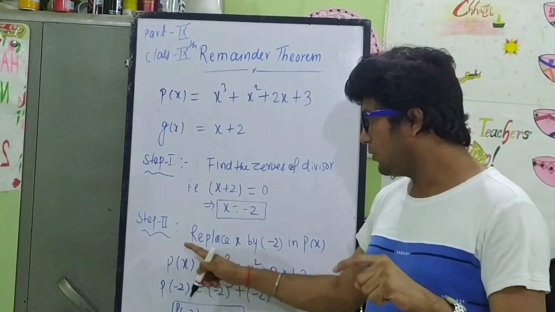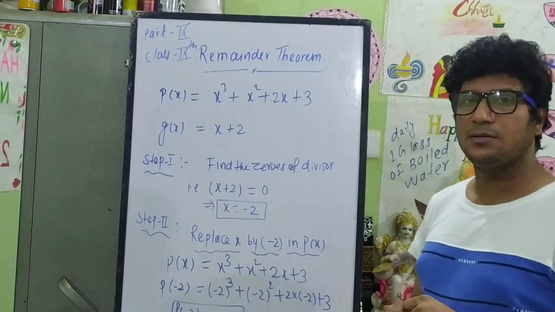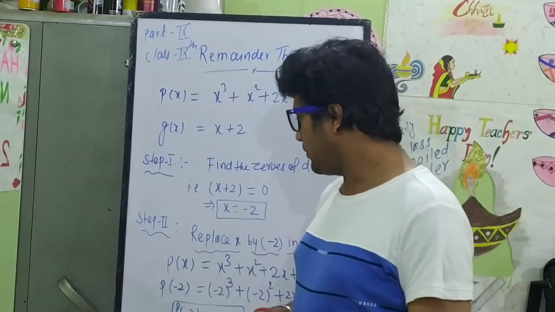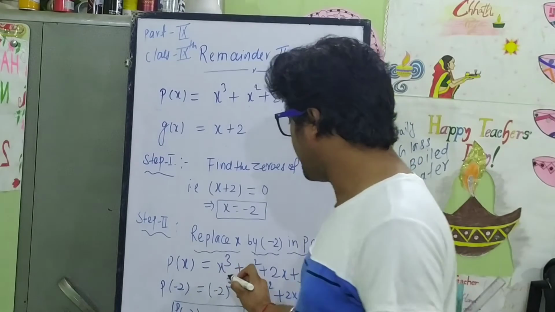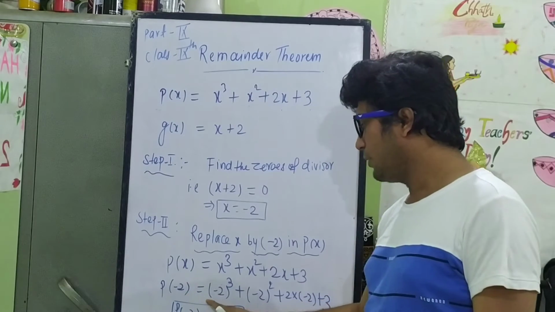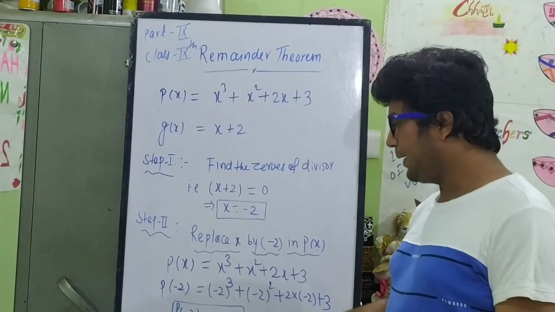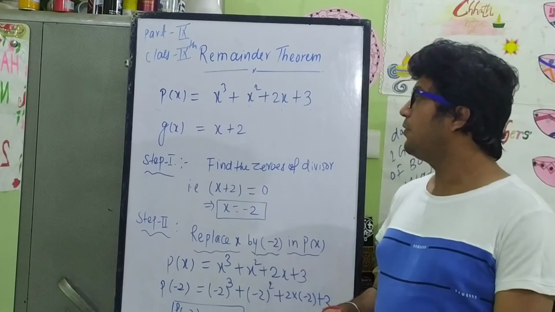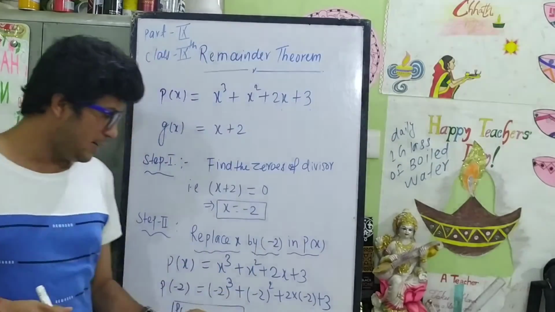Next, step 2: replace x by minus 2 in the polynomial p of x. p of x is x cube plus x square plus 2x plus 3, so we substitute minus 2. p of minus 2 equal to minus 2 to the power 3 plus minus 2 whole square plus 2 into minus 2 plus 3. It means p of minus 2 is minus 5. So minus 5 is the remainder of p of x. What is the remainder? Minus 5.